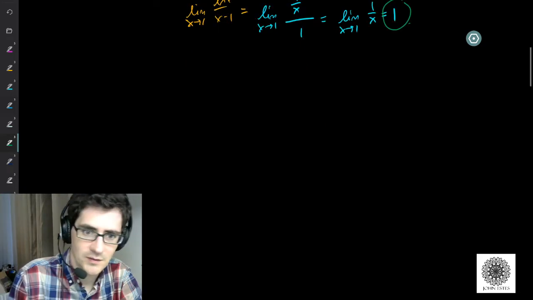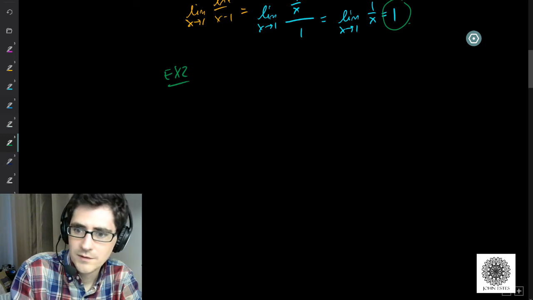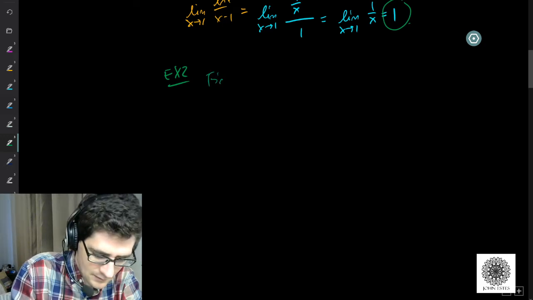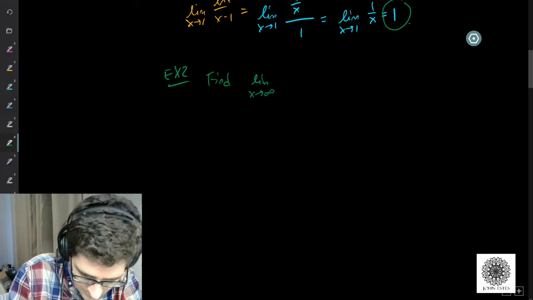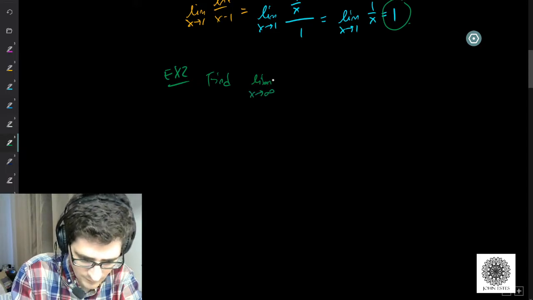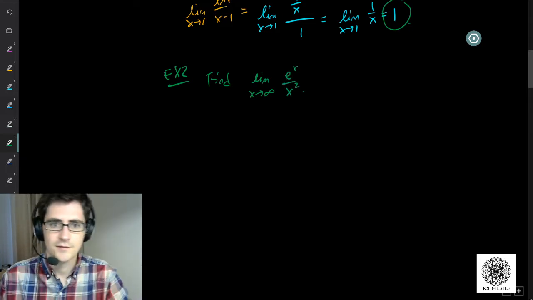Alright, so let's look at example 2. This time we want to find the limit as x approaches infinity of e to the x over x squared.